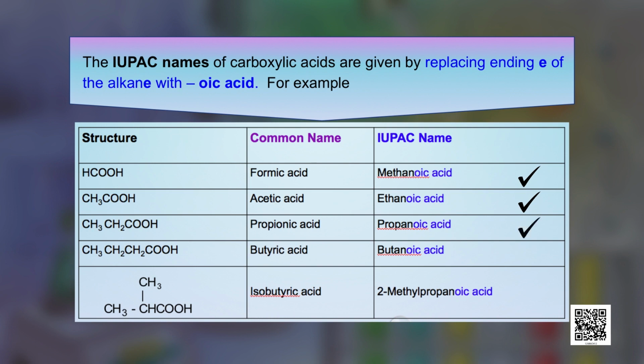The third entry in the column shows propanoic acid, which again comes from the alkane propane, and we are replacing e by oic acid. Similarly, for butyric acid, butyric is the common name and we get butanoic acid as the IUPAC name. In case of isobutyric acid, you can see that though there are 4 carbon atoms, the carbon chain is having 3 carbon atoms. So, we name it as propanoic acid and specifically its name is 2-methyl propanoic acid.